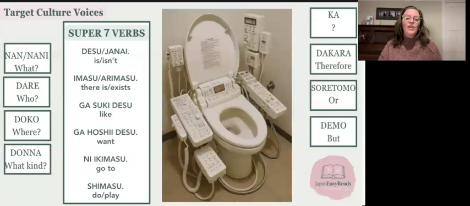So picture talk can also target cultural voices. So we've got student voice, but also cultural voices. And I thought that I'd give an explanation of how you could focus on the Super 7 verbs and really try to expose the class to as much input that's really, really comprehensible about this picture. So keeping it engaging, but keeping it comprehensible, and that's the fine line.